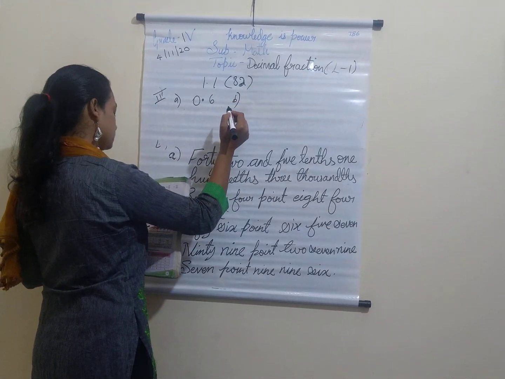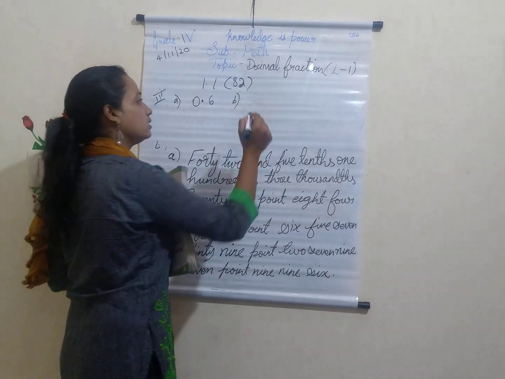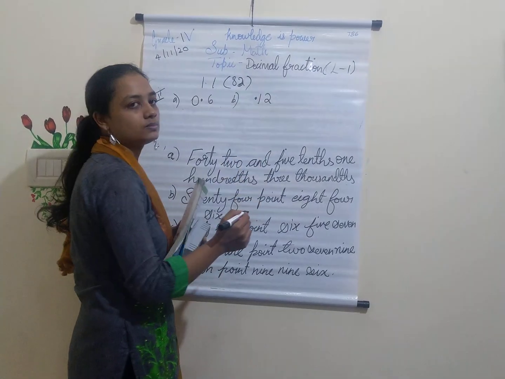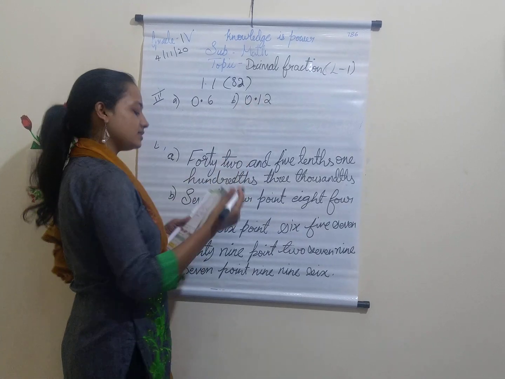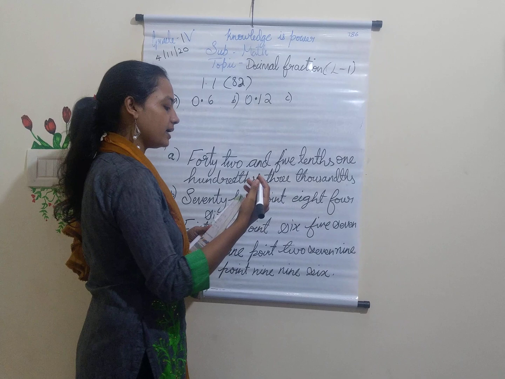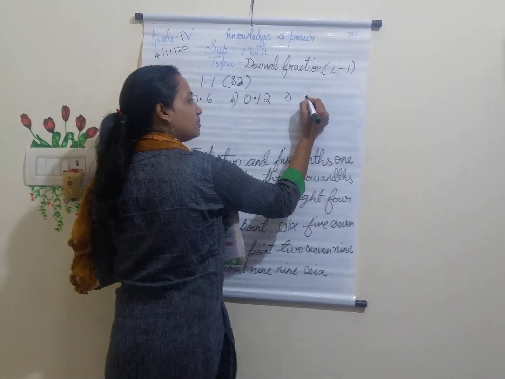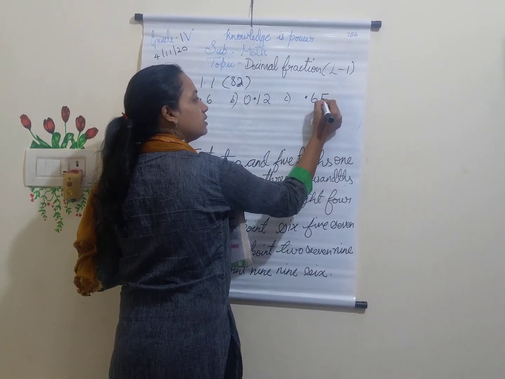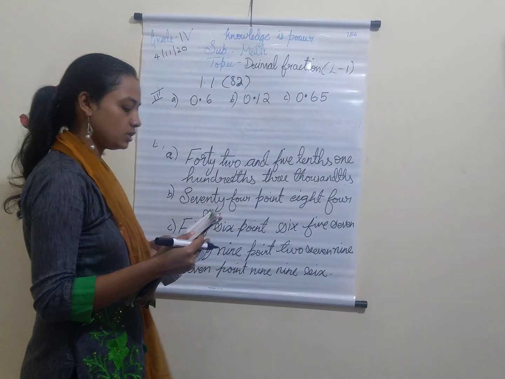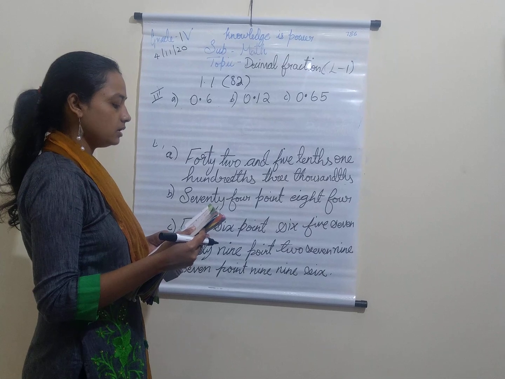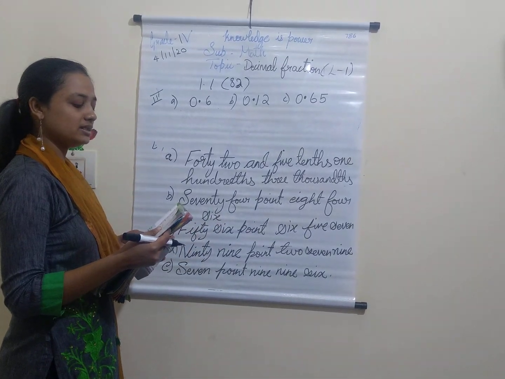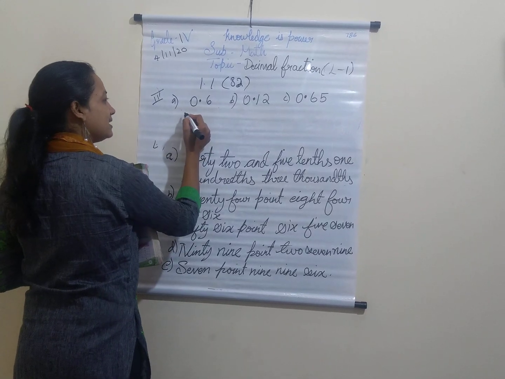B1, 12 by 100. So after decimal point, 2 numbers, that is 1, 2. The other point is 0. C1, 65 by 100. After decimal point, I should have 2 numbers. So I will write 65 here and 0 in whole number part. Before going to E, it's simple. So let me take F.